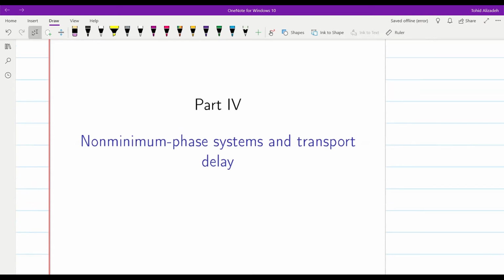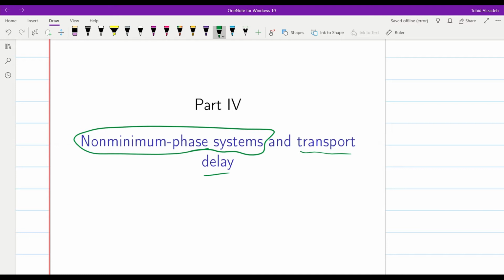Hello everyone. In this video lecture we are going to discuss designing the controllers for non-minimum phase systems using the frequency response of the systems, using the Bode plot. In the next video lecture we will focus on the transport delay. So for now we will check the non-minimum phase systems.